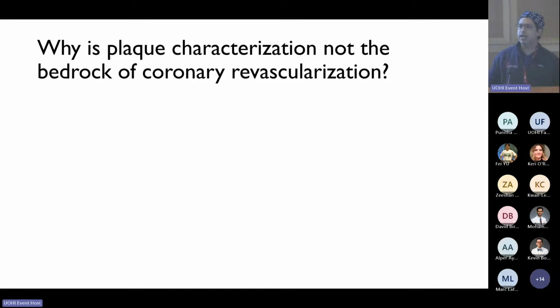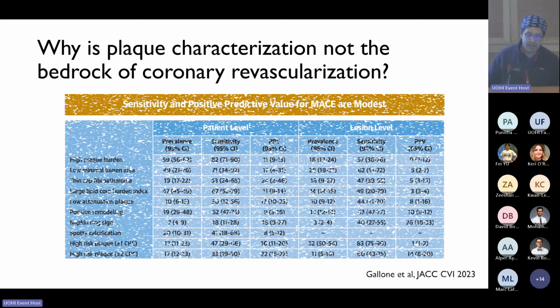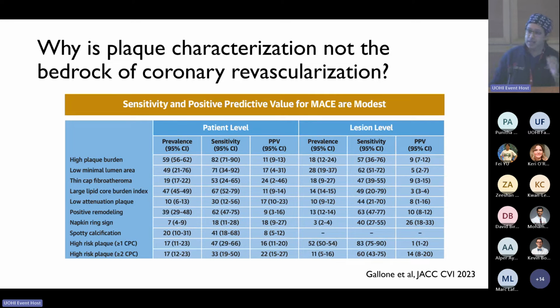So if it's so great, and I've tried to convince you that plaque characterization is additive in terms of its value over stenosis, why is it not in every guideline? Why am I here trying to make a case for it? And why is it not something we're using every day, all the time? Because it's got a very high specificity, but a pretty unimpressive sensitivity.